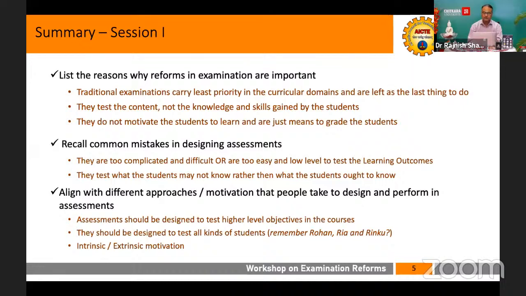While we all understand and appreciate that what we are supposed to test is their knowledge and skill, they do not motivate the students to learn and are just a means to grade the students. The effort should be that when a student appears in a test, he goes with the thought that, yes, I have learned this subject. But most of the time, assessments become a tool to grade the students only. Students are happy if they get good grades even without learning anything, and at times instructors also think their job is done. But that is not how it should be. Hence, examination reforms are very important.